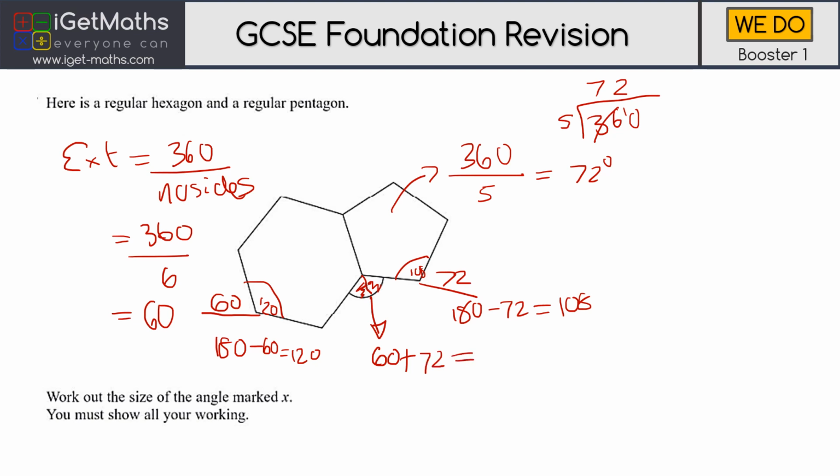You're going to add that together, so I'm going to just do it, 72 plus 60. You got 2 plus 0 is 2. 7 plus 6 is going to give you 7, 8, 9, 10, 11, 12, 13, 132 degrees.